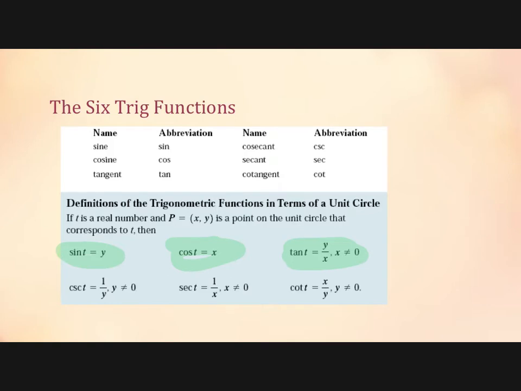It says x can't equal 0 because otherwise it would be undefined there. That's what that means. And then the other three are reciprocals of the first ones. And if you have a hard time remembering, remember the c's and the s's can't go together.